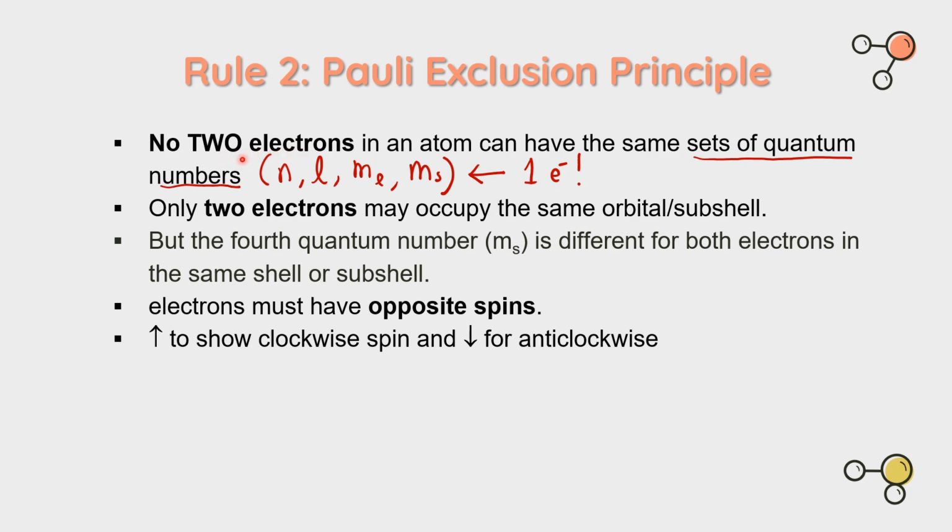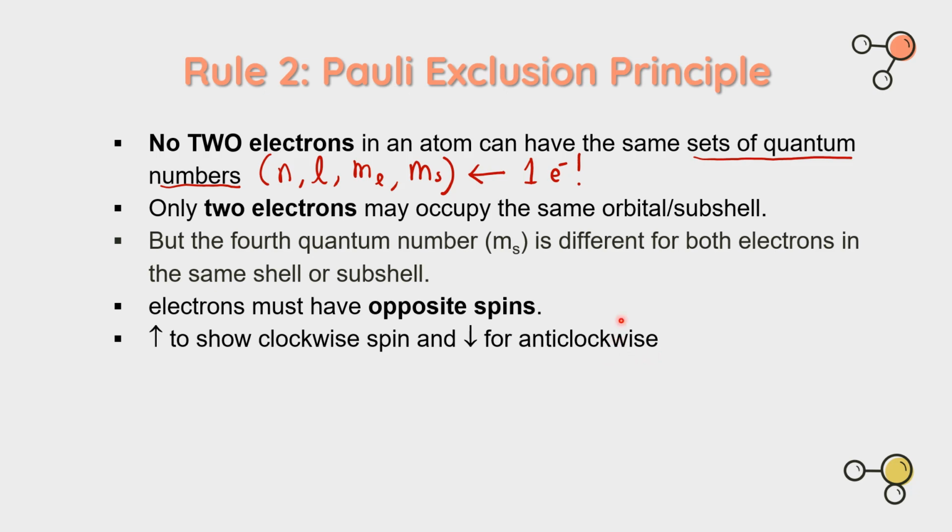Tiada elektron yang sama yang akan mempunyai set quantum number yang sama. Sebab these quantum numbers are the characteristic of one electron. Only two electrons may occupy the same orbital or subshell, but the fourth quantum number, ms, is different for both electrons in the same shell or subshell. Electrons must have opposite spins, and the arrow upwards shows clockwise spin and the arrow downwards shows anti-clockwise spin.